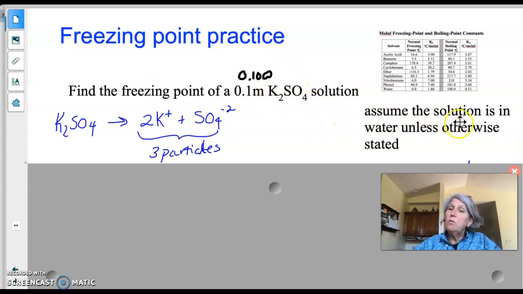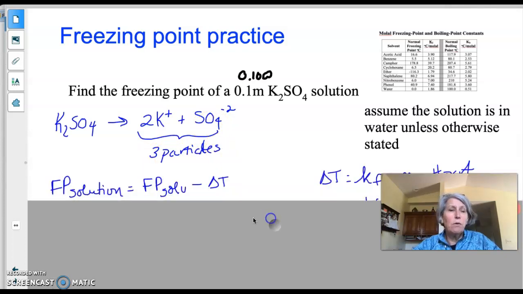You should assume that the solution is water when they tell you, if they just say solution, just assume it's water unless they tell you otherwise. So here you would take potassium sulfate, and now remember that potassium sulfate will dissociate into 3 particles. You get 2 potassiums and 1 sulfate particle. So that's a total of 3. And what you're going to do is we're going to then know that the freezing point of the solution is going to be the freezing point of the pure solvent minus the delta T.